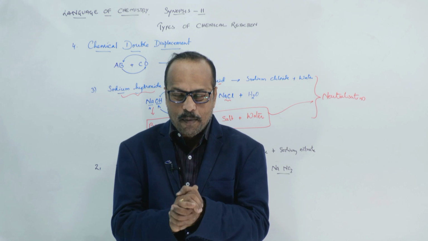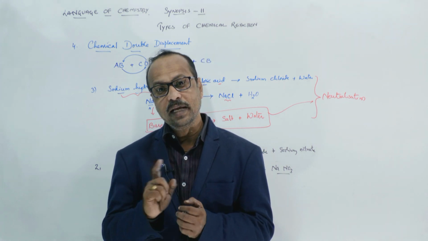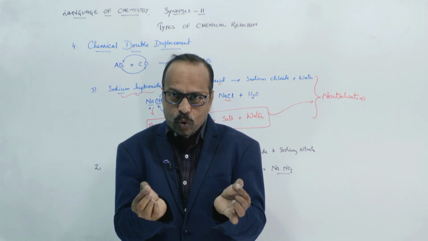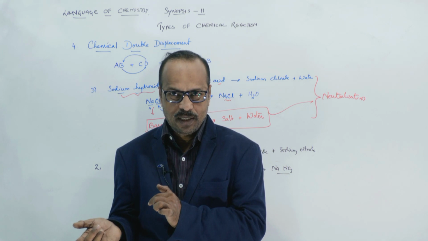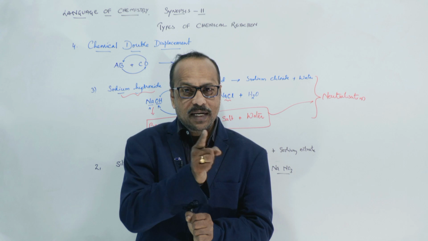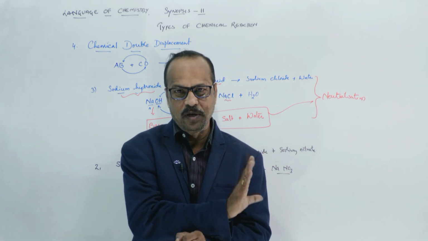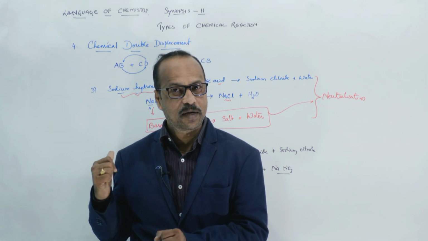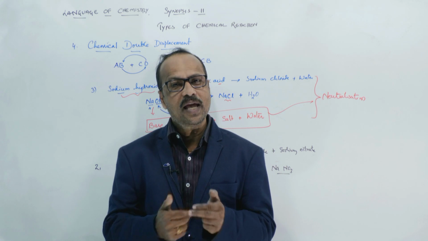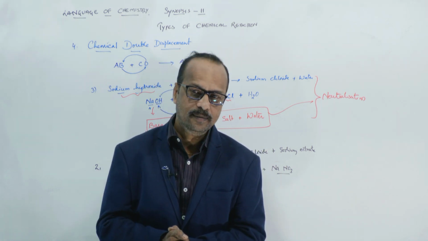Combination means two atoms combine and form only one product. Decomposition is when one compound splits into two or more products. In displacement, one element displaces another element and occupies its place to form a new compound. In double displacement, two compounds exchange their ions when they react. That's called double displacement. Clear?